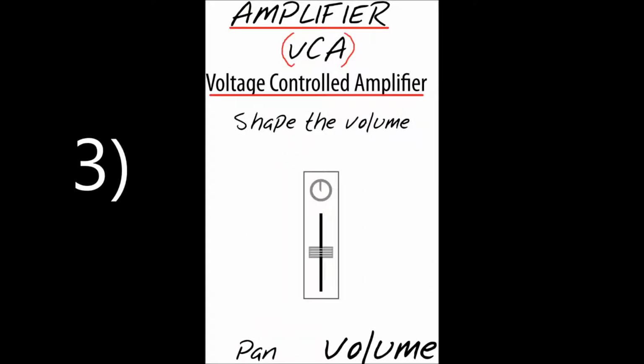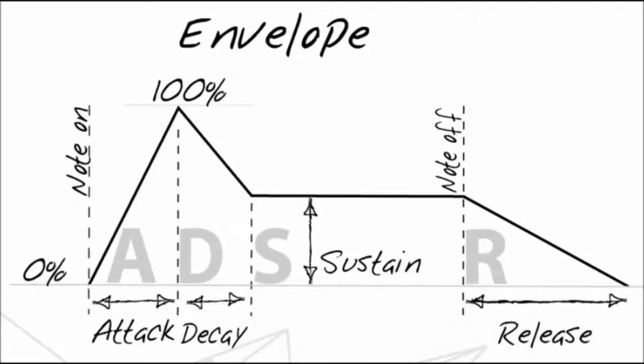Number 3, amplifier. This will control the volume of the sound over a period of time and how it develops over time. The amplifier is going to be changing constantly and rapidly. It is a voltage-controlled amplifier and is attached to the envelope.